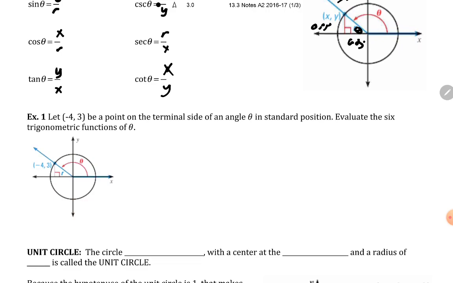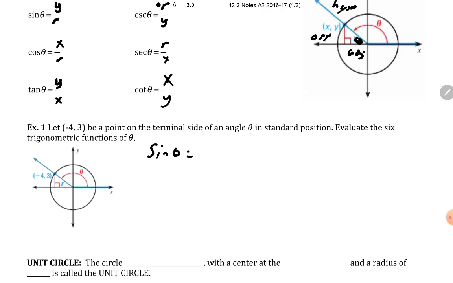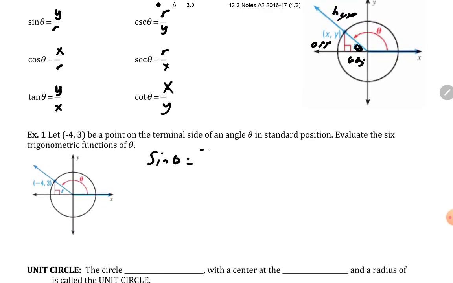Example 1. Let (-4, 3) be a point on the terminal side of an angle in standard position. Evaluate the 6 trigonometric functions of theta. Sine of theta is, once again, y over r, so 3 over the radius. We don't know what the radius is, so before we do our 6 trig functions, we need to find the radius.